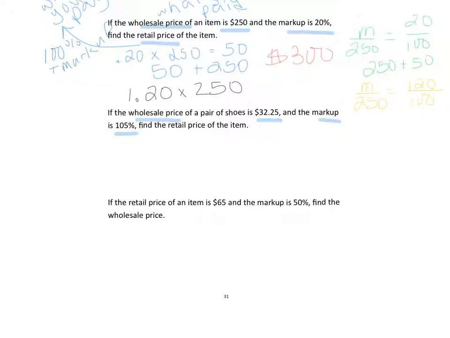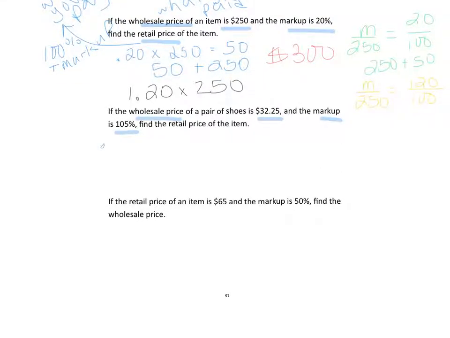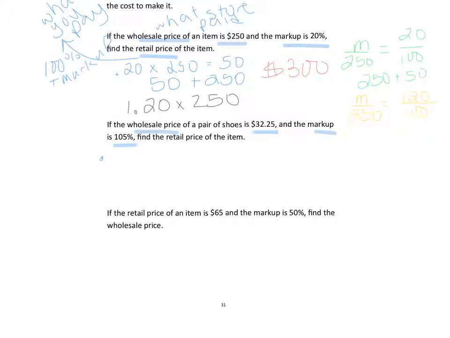So again, we're looking for what is it going to cost you? That's what it costs the store to make it, or buy the shoes to sell them. What is it going to cost you when you go into that store? So one way about it is to say that I can do 1.05, because that's 105%, times the 32.25.